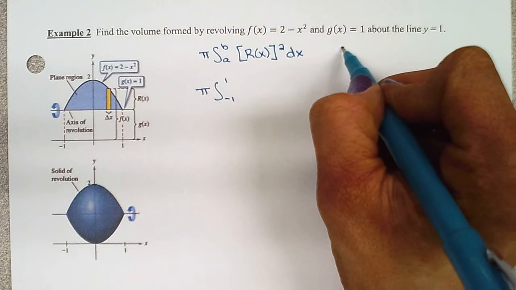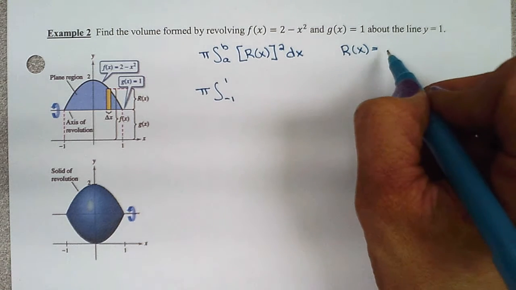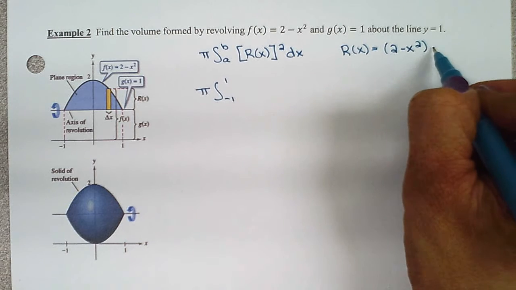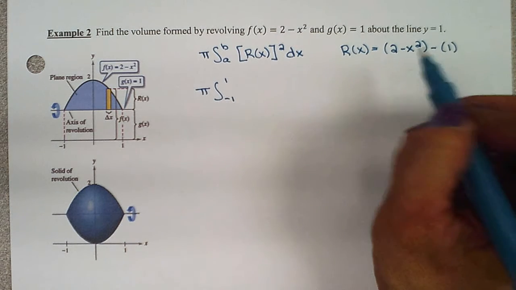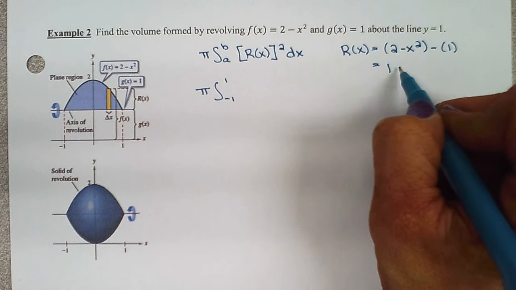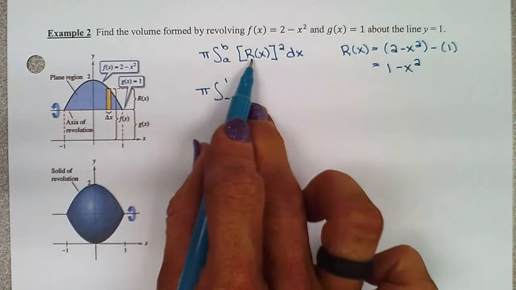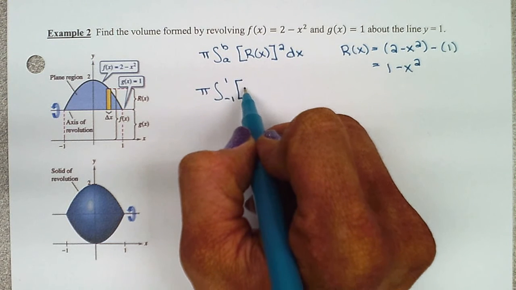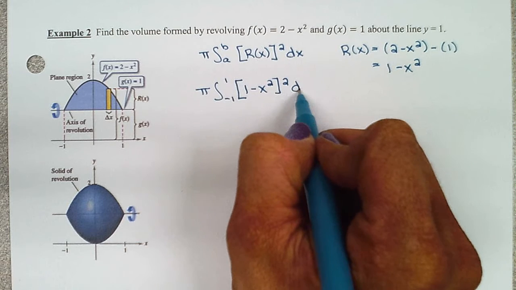So over here, if I work off to the side, I have to take the upper minus the lower. My upper curve is 2 minus x squared, and my lower curve is just that line y equals 1. And if I combine here, the 2 minus the 1 is going to make a 1, and then the minus x squared. So that's going to be my r of x that I'm going to plug in and end up squaring. So 1 minus x squared, quantity squared, dx.